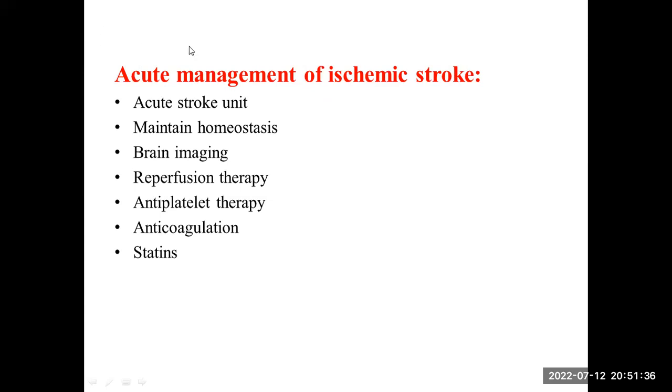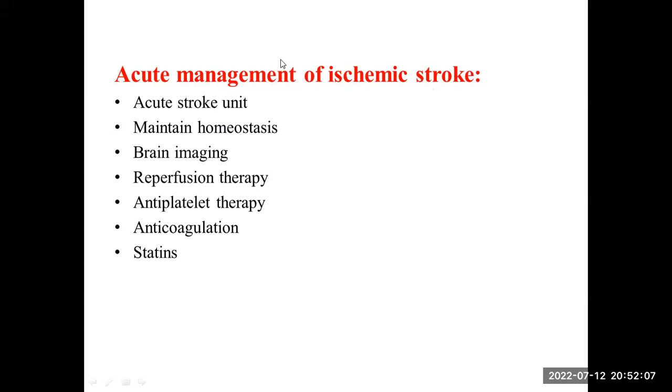So, what is the acute treatment or acute management of ischemic stroke? The first point I would like to mention, the important thing when you are dealing with a patient with stroke, is the presence of an acute stroke unit. And this actually has a prognostic benefit. It was shown according to studies that managing a patient with ischemic stroke in an acute stroke unit will reduce the mortality by 30%. This is how important this setting is.